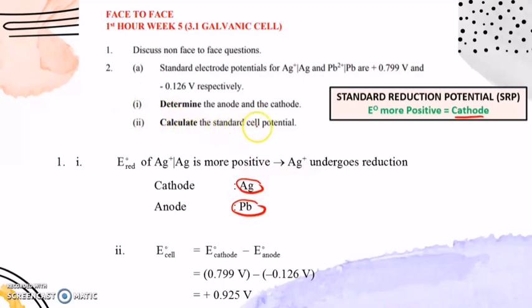Second one, to calculate the standard cell potential, as we know the formula, E° cell equals E° cathode minus E° anode. We apply the formula, and we will get this answer, positive 0.925 volt as our E° cell.